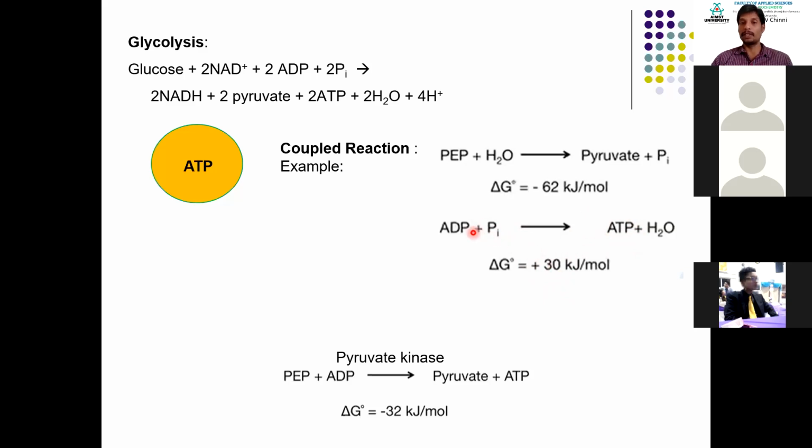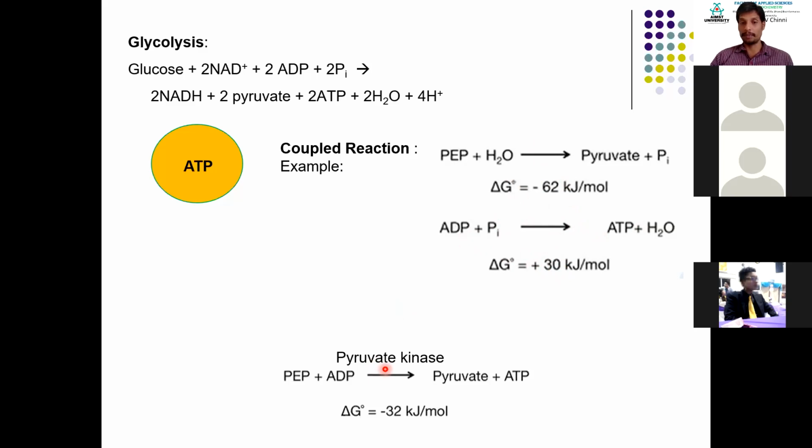From where is it going to come if it needs to be spontaneous? It is not going to be spontaneous. It needs some outside energy. How is it coming? It is coming from the conversion of PEP to pyruvate, which releases 62. Out of this 62, 30 kilojoules will be taken up for the other reaction. So this happens as a coupled reaction. When it is coupled, the two reactions happen at the same time, so energy released in one reaction is utilized by the other. At the same time, both reactions are catalyzed by one enzyme, pyruvate kinase.